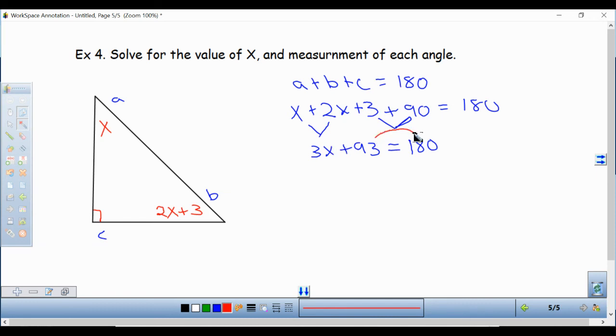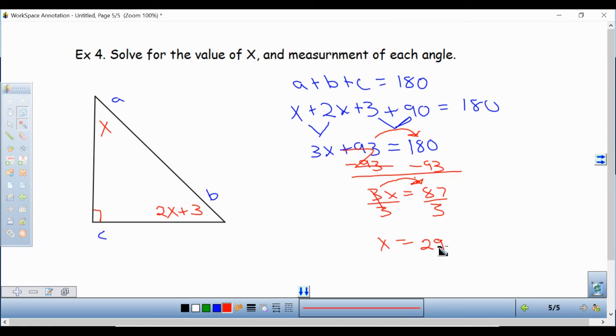So first we're going to move the 93. So we subtract 93 on both sides, these zero out, and 180 minus 93 gives us 87. I'm left with 3x equals 87. And I still want to get my x by itself. So I've got to move the 3. The 3 and the x show multiplication. So I do the inverse and divide. These cancel out, and I get x equals 29.